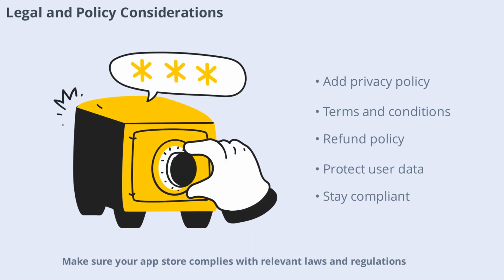Make sure your App Store complies with relevant laws and regulations. Include clear privacy policies, terms and conditions, and refund policies. Protect user data and be transparent about how information is used. Staying compliant builds trust and helps you avoid legal issues down the road.